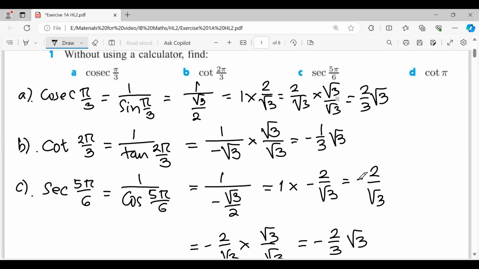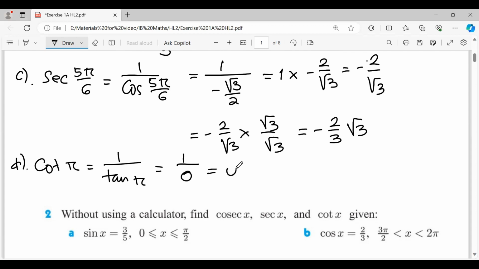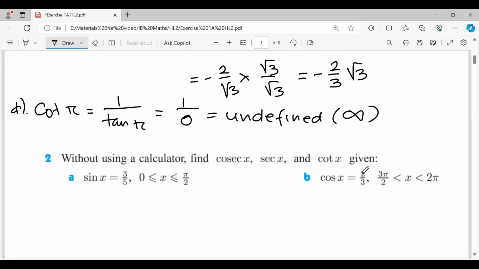Next. D, cotangent pi. Cotangent, inverse of tangent, equals 1 over 0. 1 over 0 is undefined. That's the symbol, because 1 over 0, there is no number.